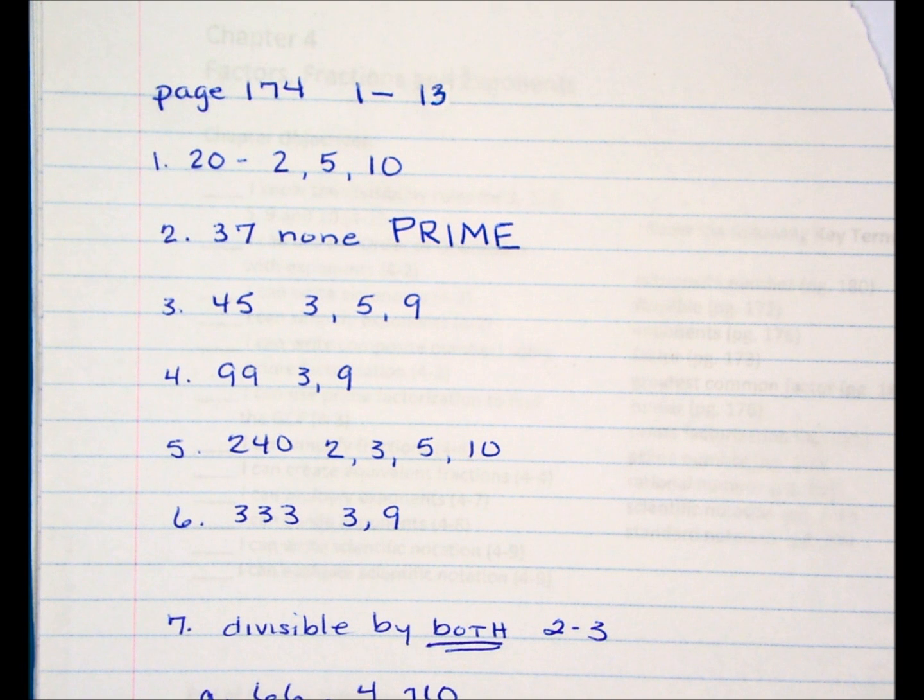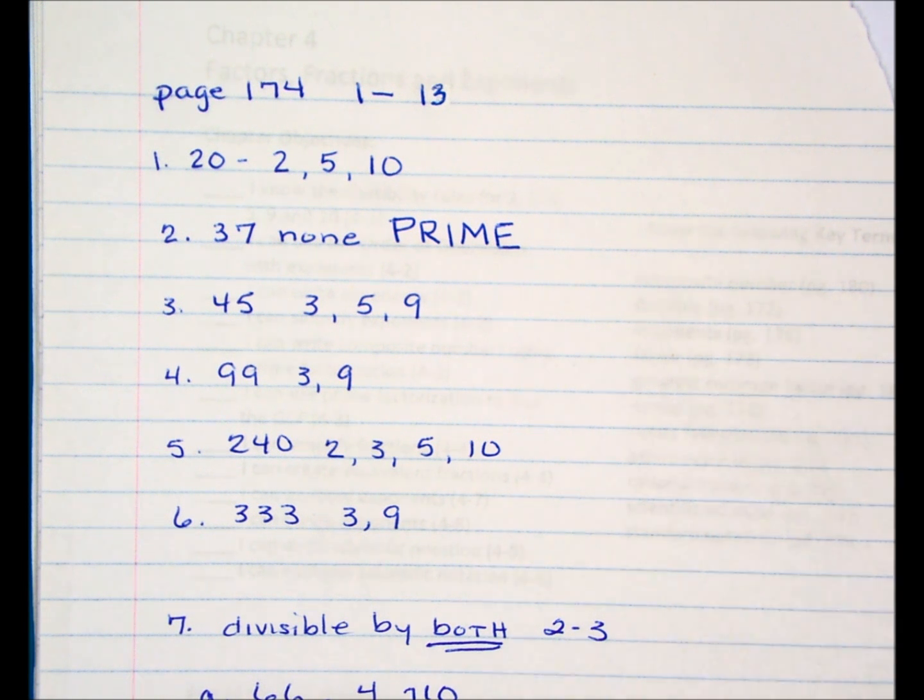All right, we're looking at page 174, 1 through 13. In the first part, it asks you to just determine what numbers each of these integers is divisible by. For 20, it followed the rule. It ended in 0, so we knew 2 would work, 5 would work, and 10 would work. Number 37 was not divisible by 2, 3, 5, 9, or 10. And I can tell you that that is a prime number. And if you remember, that means that it's only divisible by 1 and itself.